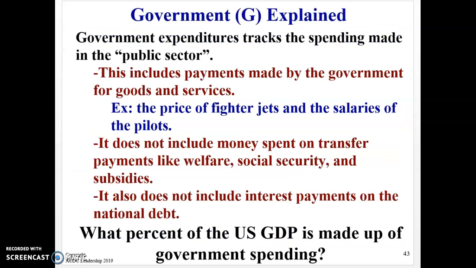Okay? Government spending is pretty easy. These are all the payments made by the government, anything that they are using for a good or a service, but it does not include things like transfer payments. Anything like this, welfare, Social Security, and subsidies, interest payments on the national debt, we are not creating anything, and therefore, again, there's no production of something, it does not count as actual spending.